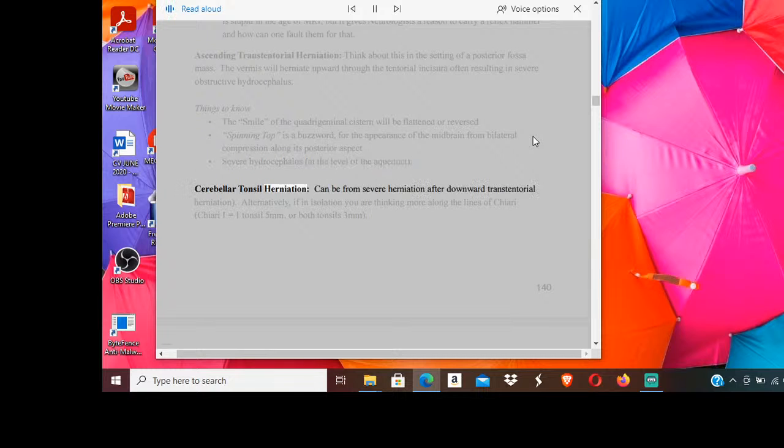Cerebellar tonsil herniation can be from severe herniation after downward transtentorial herniation. Alternatively, if in isolation you are thinking more along the lines of Chiari I: one tonsil 5 mm, or both tonsils 3 mm.